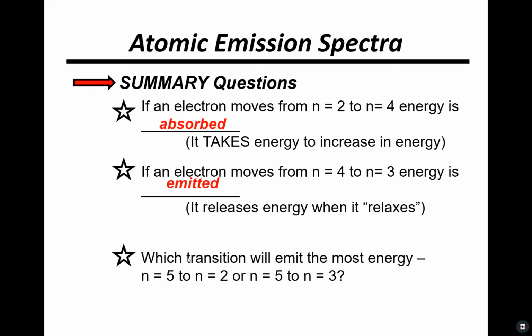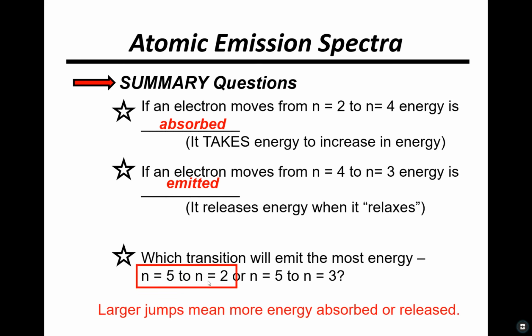And then, which transition will emit the most energy? Quantum 5 to quantum 2 or quantum 5 to quantum 3? The larger the jump, the more energy that's required to absorb and push it up, or the more energy will be released.